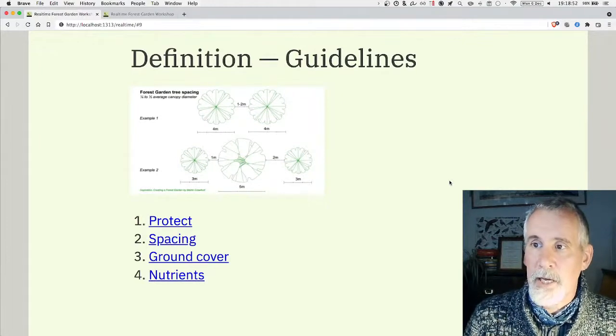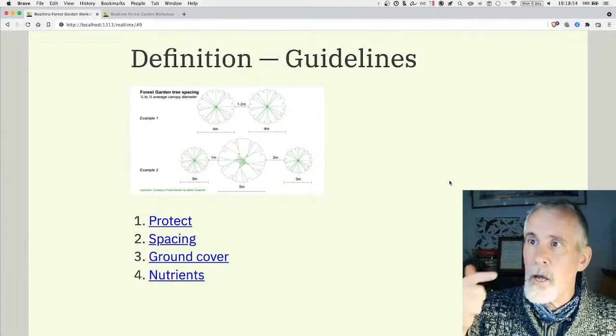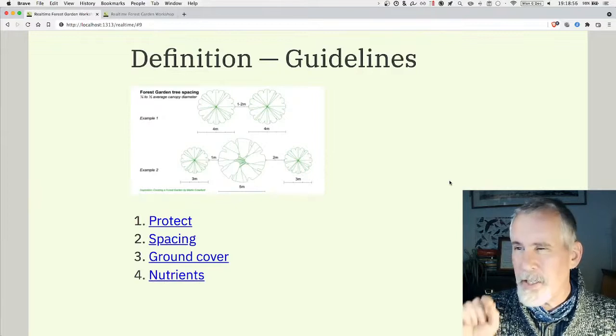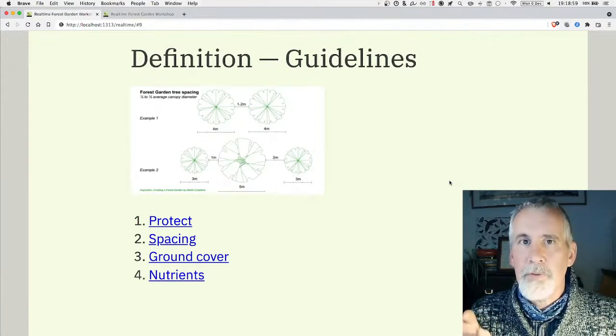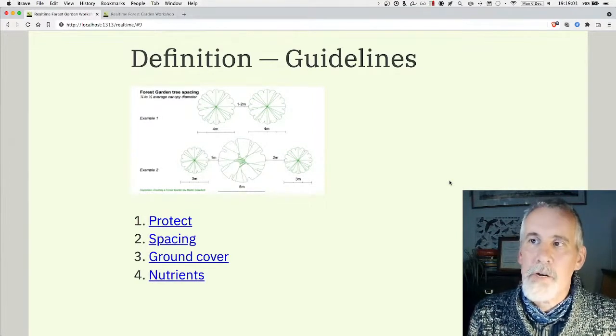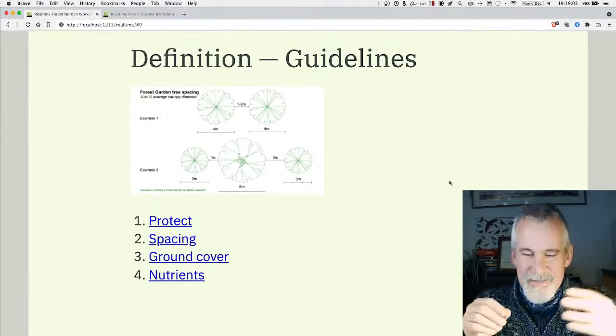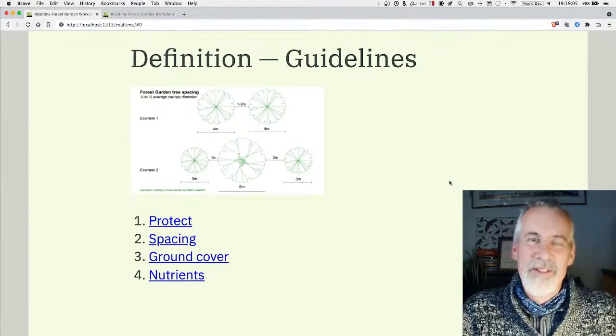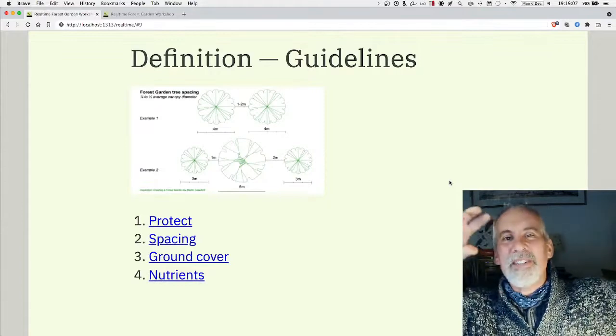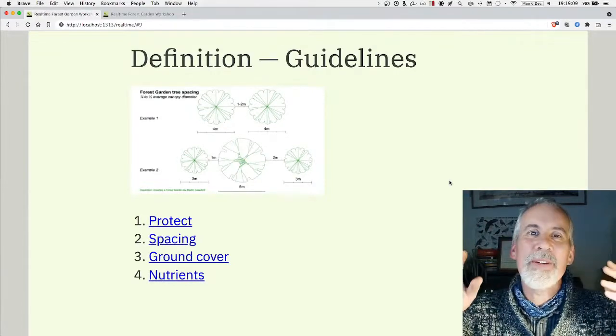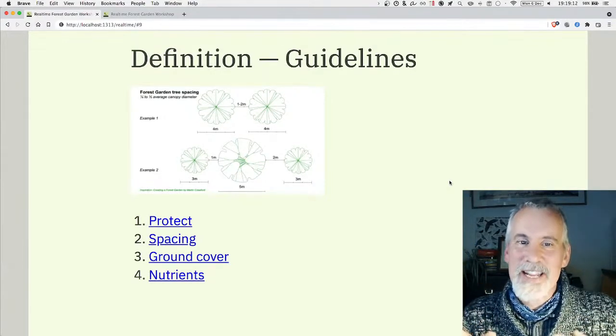Spacing is the other key thing. So protection, spacing. Make sure you get the spacing right. This is kind of fundamental. Don't put a massive, great big tree in the middle of your garden. That will just swamp everything else. After 20 years, you won't be able to see anything else. You want to make sure you get the right sized tree.